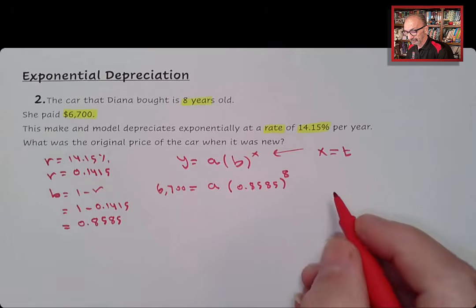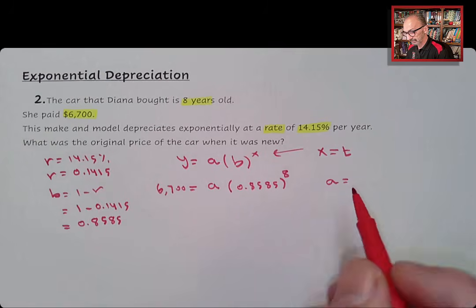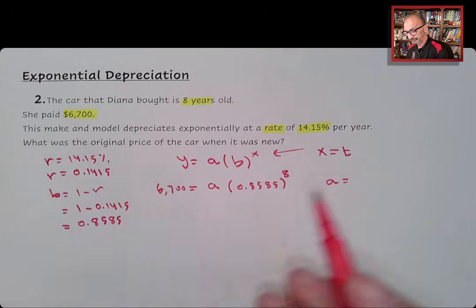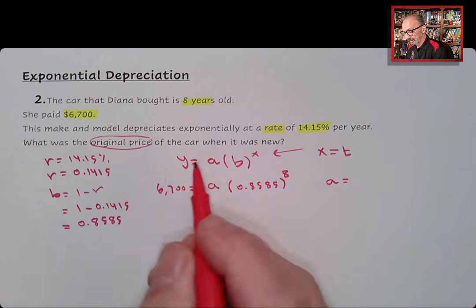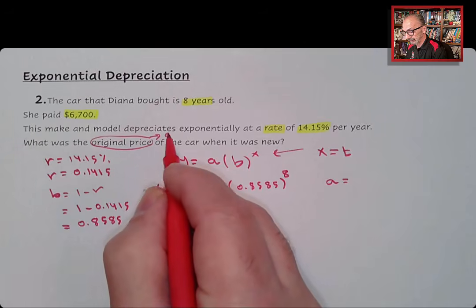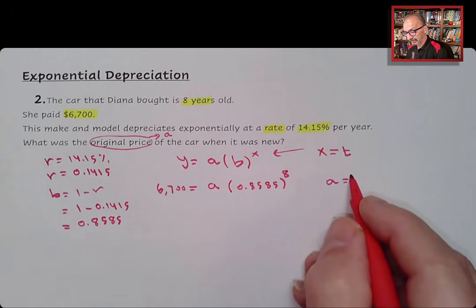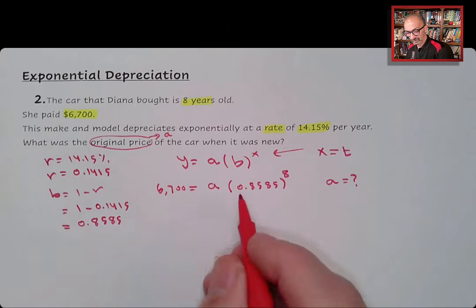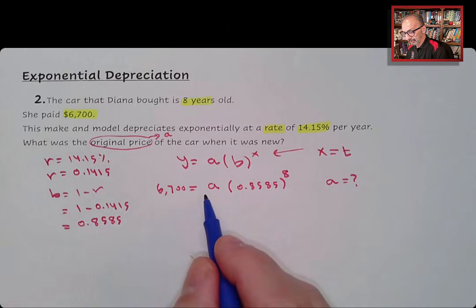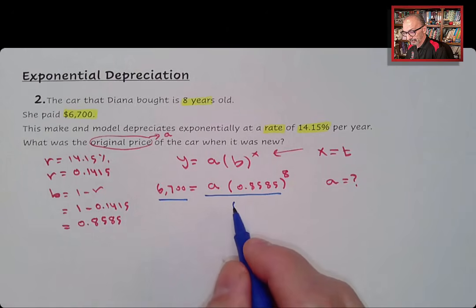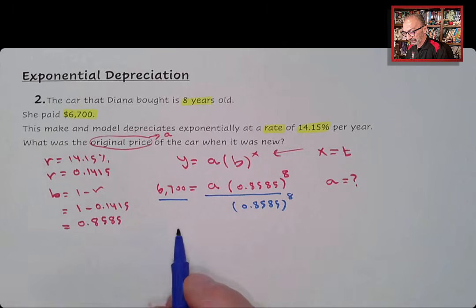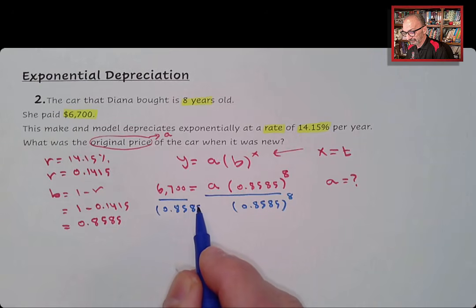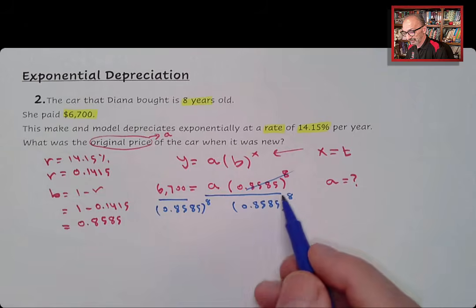We need to find a, the initial price. What was the original price? That's my a. To do that, I could divide both sides by 0.8585 to the power 8. That cancels from the right side.